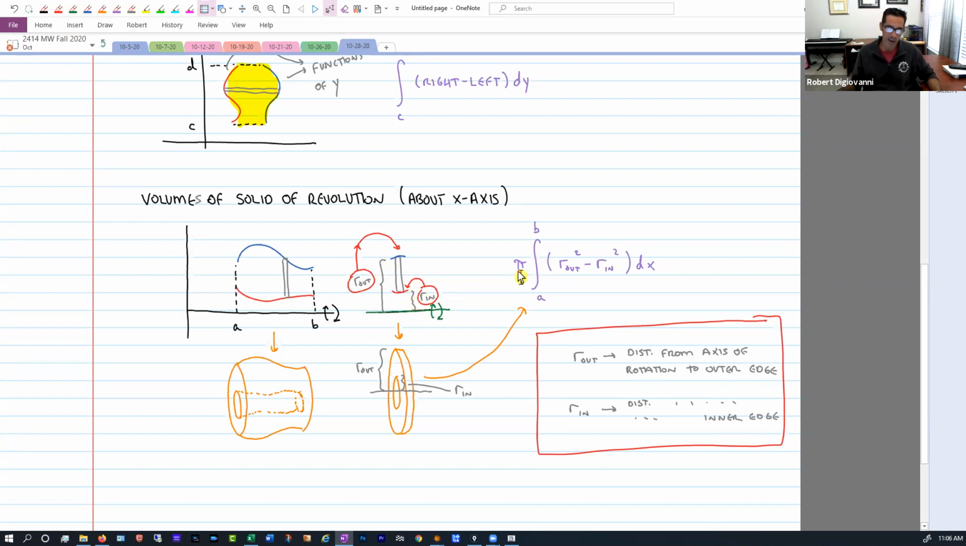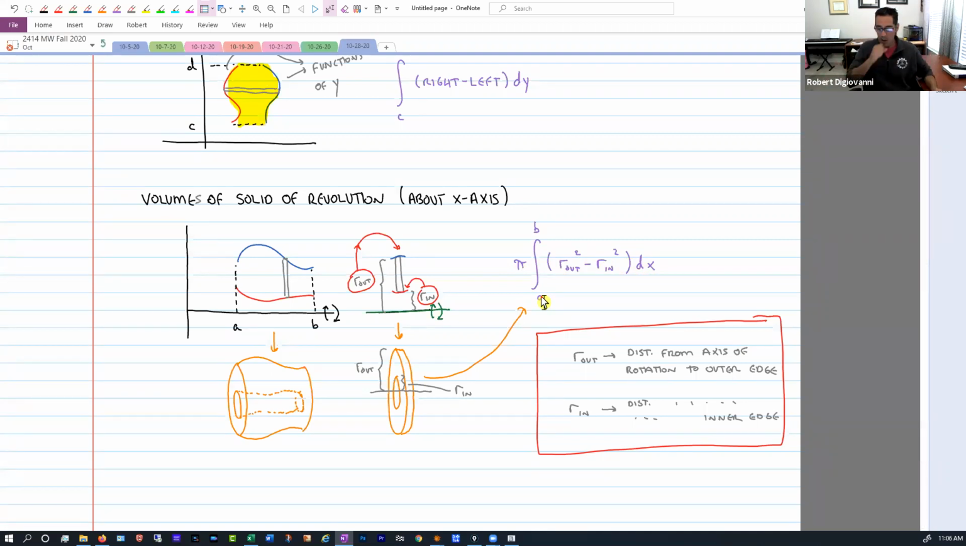Pi came out, because pi could be inside, but it's constant, so I just pull it out. The outer radius squared minus the inner radius squared times dx. And that was the volume formula for a washer. And then again, we're going to slide the rectangle across the region, which basically creates a bunch of washers, and we're adding them all up.